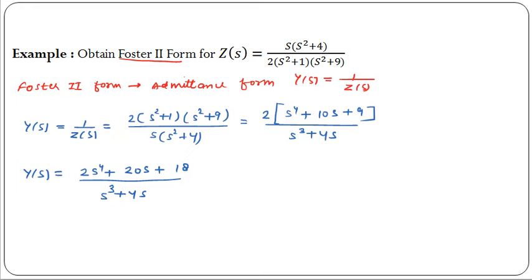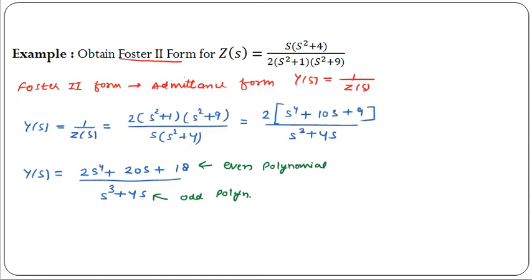If you carefully observe this function, then you will see that the numerator polynomial is an even polynomial, because it consists of even powers of s. Okay, so this is an even polynomial. Similarly, if you observe the denominator polynomial, you will observe that it is an odd polynomial.